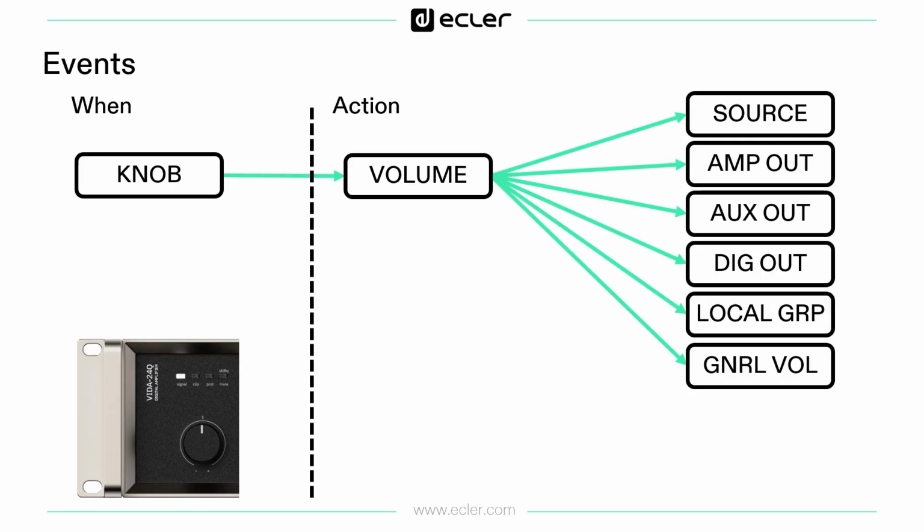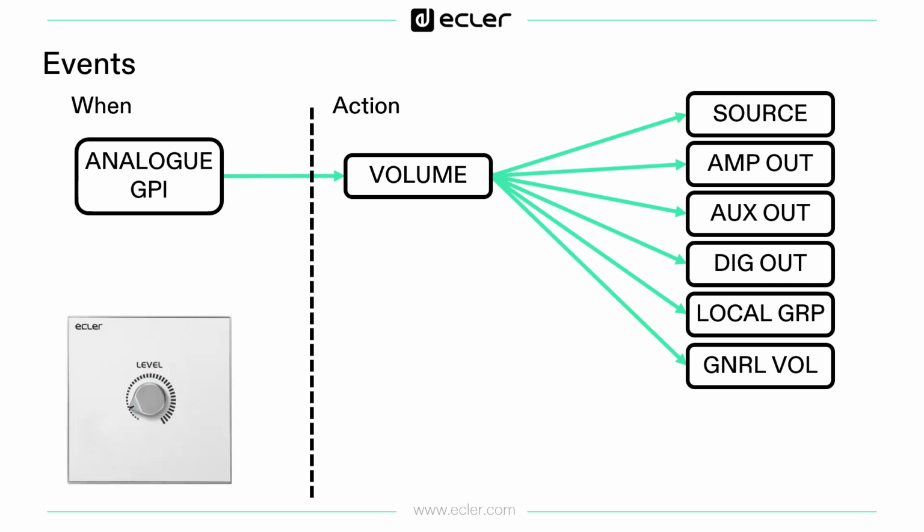There are events where you assign a frontal knob of your VIDA device to a volume of a source, output, local group, or general volume. As factory default, you have these events active so anyone can control the corresponding amplified output of the device from the frontal knobs.